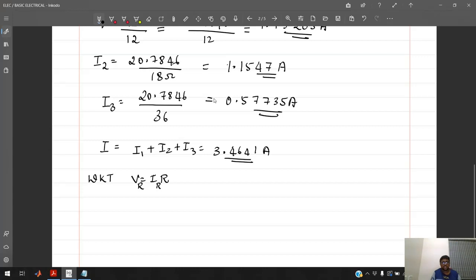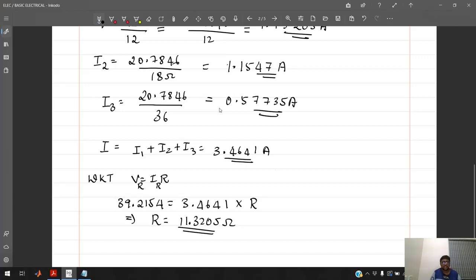V across R is nothing but the current flowing through R. So VR is nothing but 39.2154, that is equal to the current 3.4641 into R. So that implies you are going to get the value of R as 11.3205 ohm. So you have calculated the first part of the question.